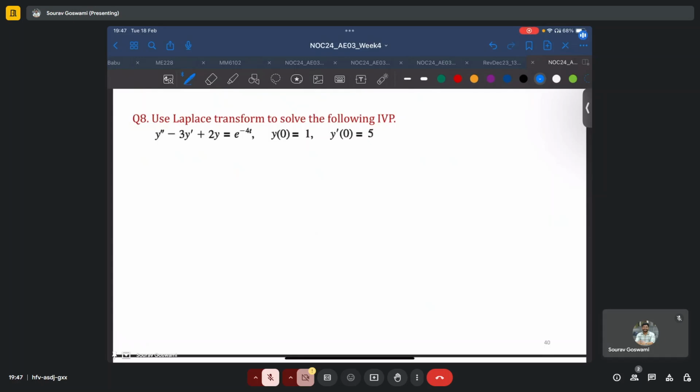The equation given to us is y double prime minus 3y prime plus 2y equals e power minus 4t, and the initial values given to us are the value of y at t equal to 0 is 1 and the value of y prime at t equal to 0 is 5. Again, we start by taking the Laplace transform of both sides.